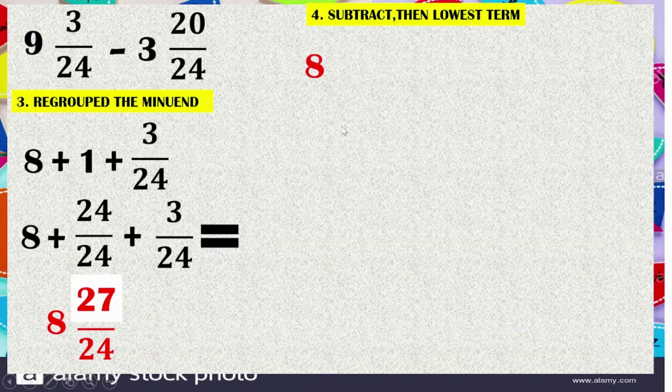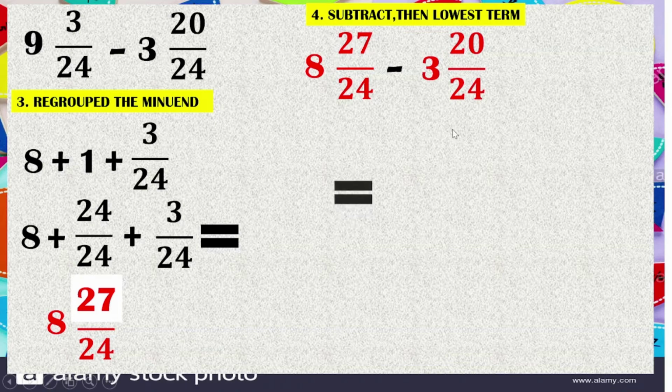Tama? Ayan. Yun. So, 27. Whole number muna tayo. 8 minus 3 is 5. Right? And then, copy the denominator, which is 24. And then, 27 minus 20, that is 7. Okay? So, diba, napakadali lang po. 5 and 7 over 24. So, that is the final answer.